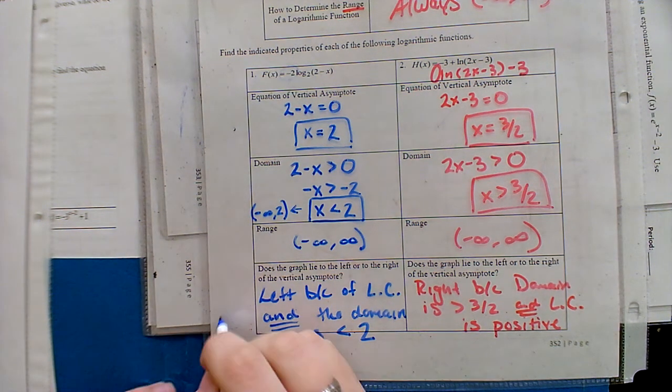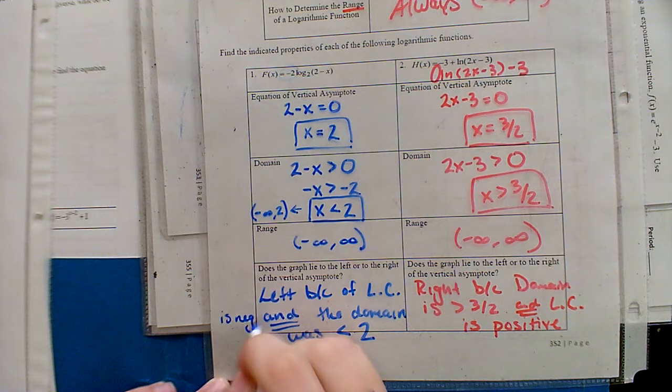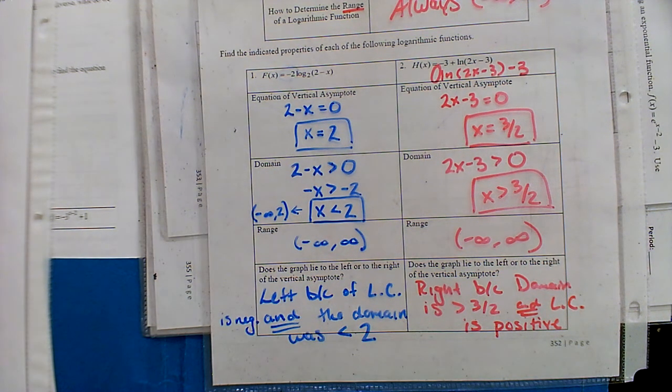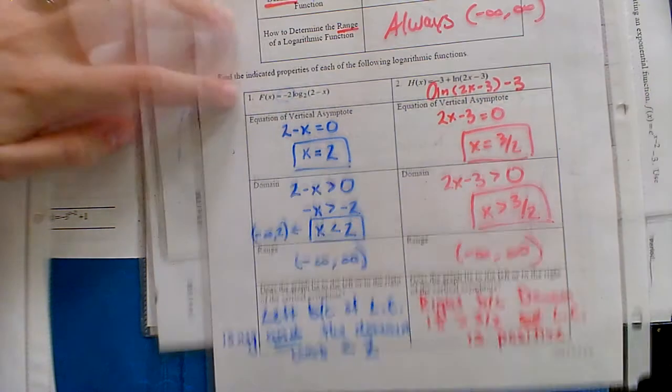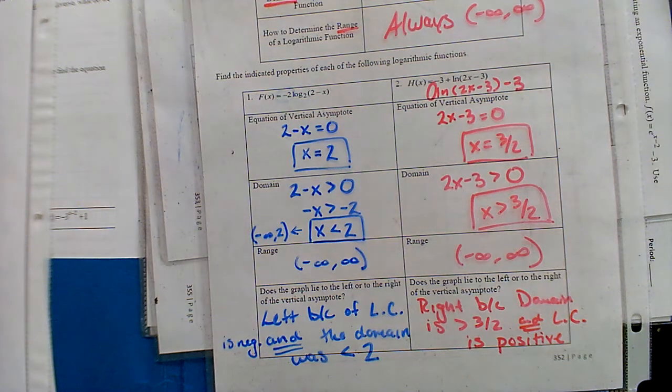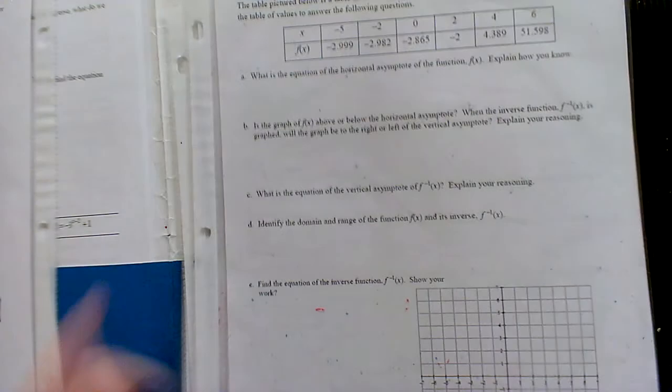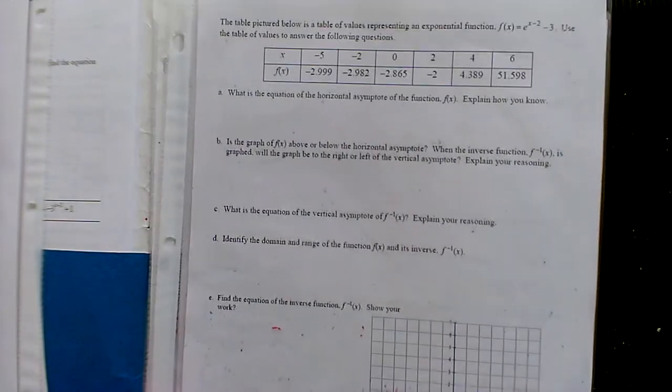Left because the leading coefficient is negative and the domain was less than 2. So you could write both of those facts, or you could write one of those facts, you just need something there as your justification, whether you're to the right or to the left. All right? So with these characteristics in mind, asymptotes, domains, and ranges, we're going to take a look at some free response type questions with tables and graphs and functions galore.